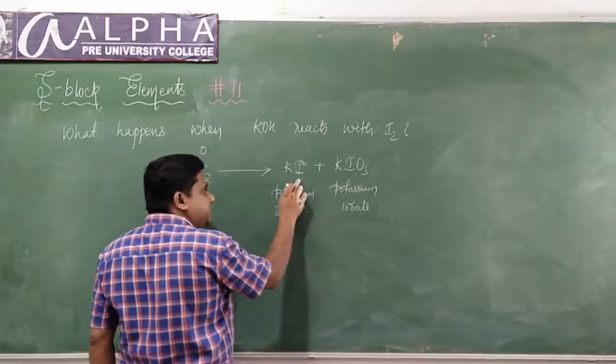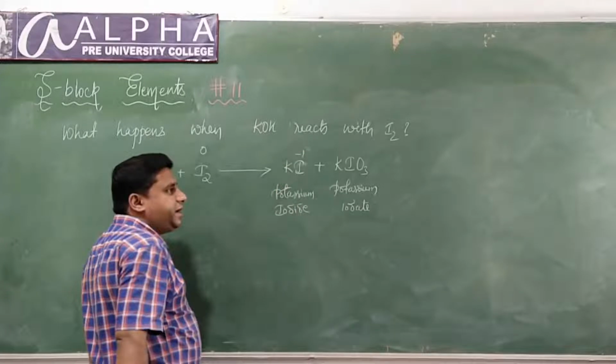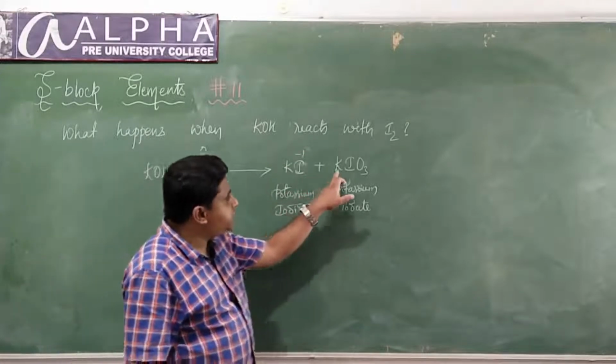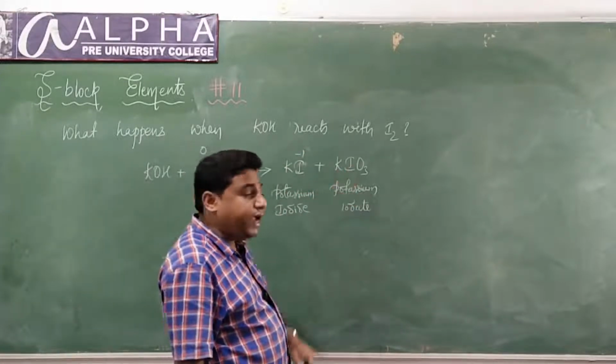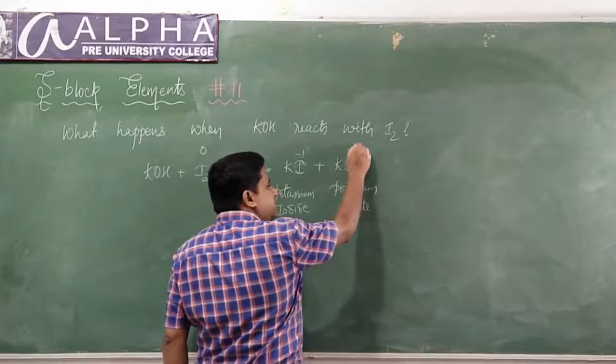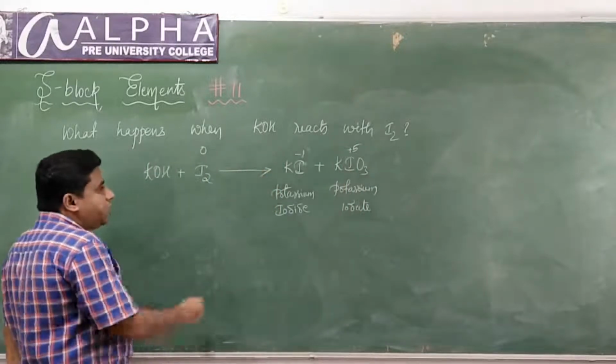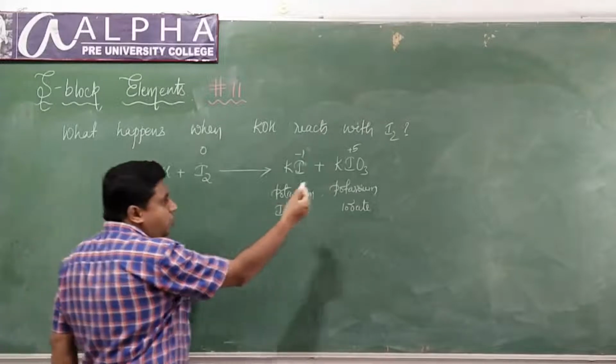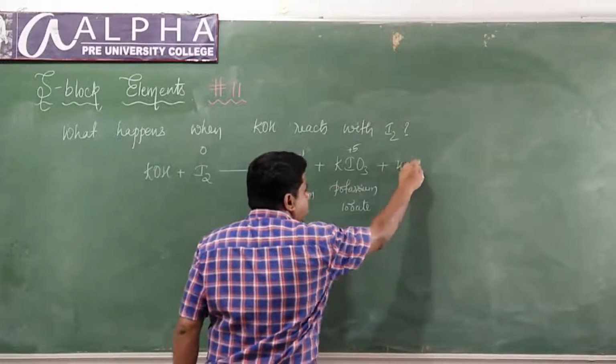What is the oxidation state of iodine in potassium iodide? -1. What will be the oxidation state of iodine in potassium iodate? It's going to be +5. Look at here. Iodine is in zero oxidation state. Obviously, along with this, you'll be getting water, no doubt in it.